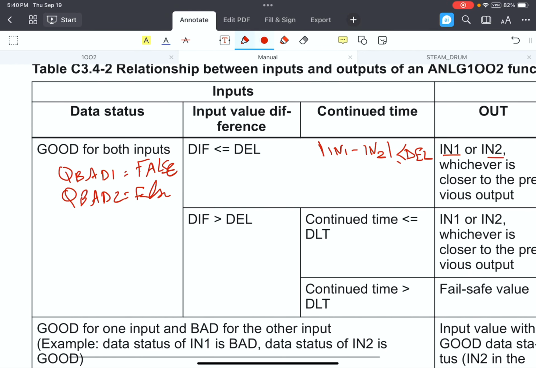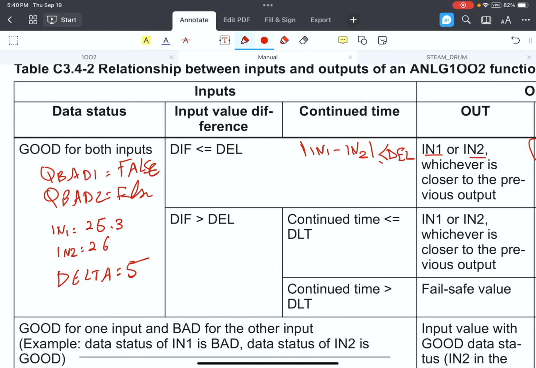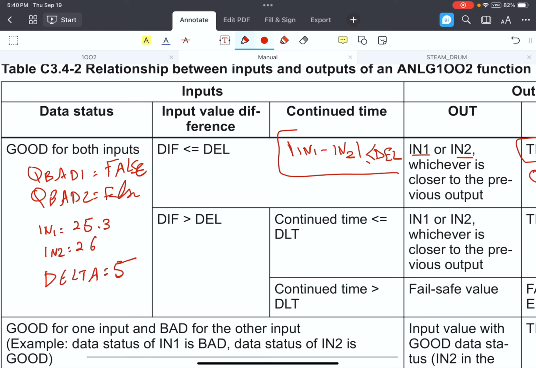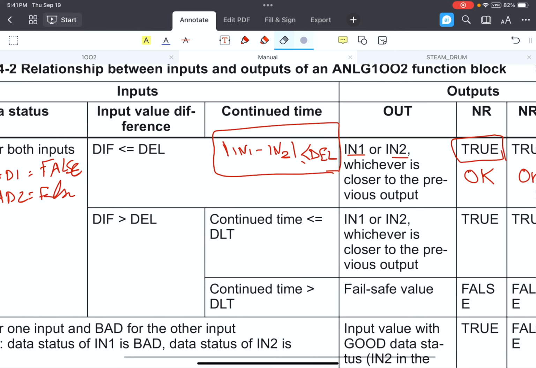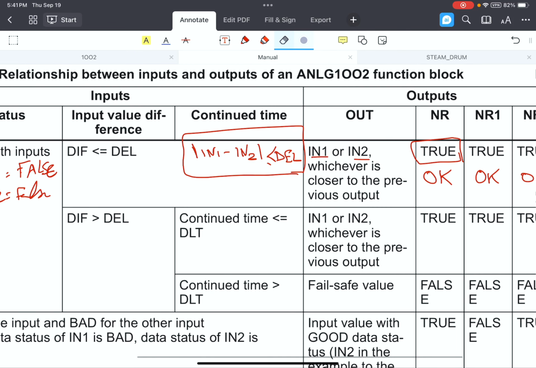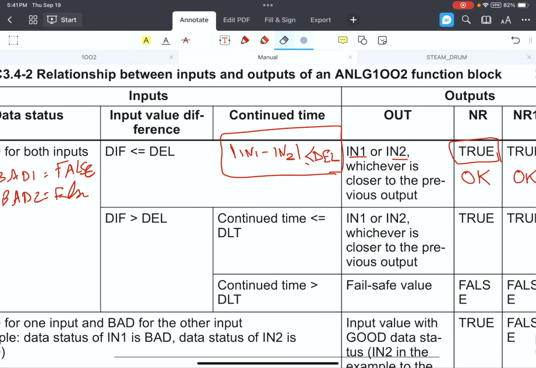As an example, input 1 can be 25.3, input 2 can be 26. If delta is 5, we are within the range, no deviation happens, and the block is happy and nothing wrong will be reported. But what happens if we have a deviation?